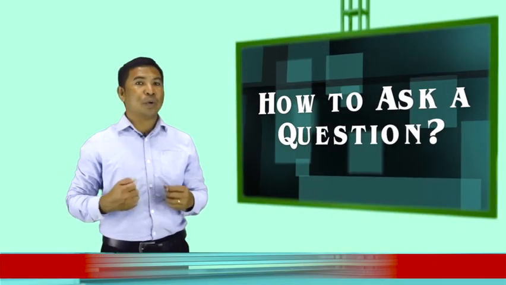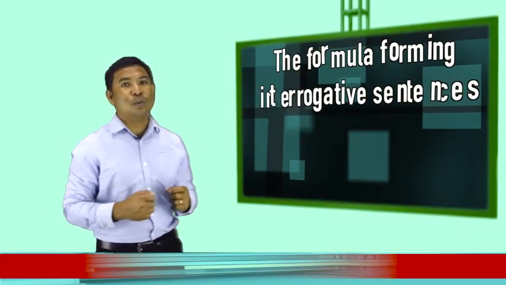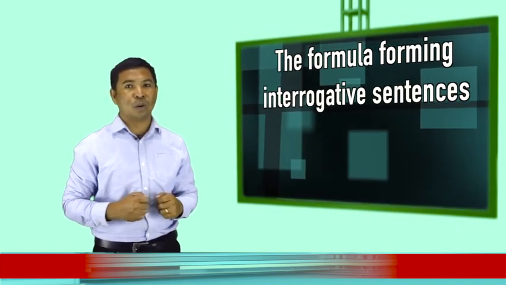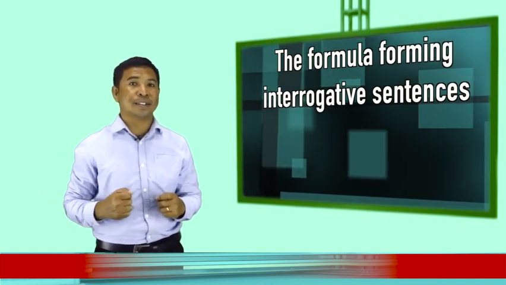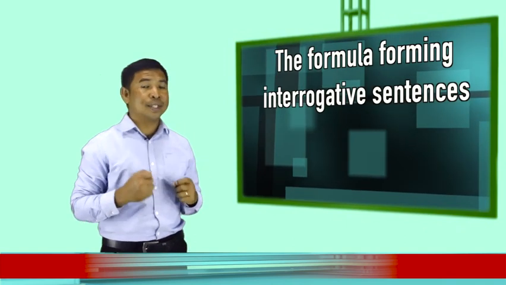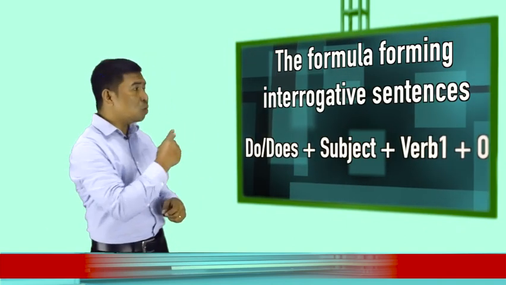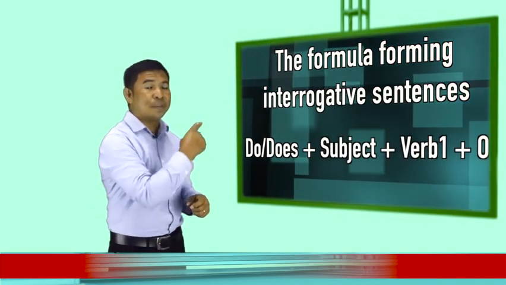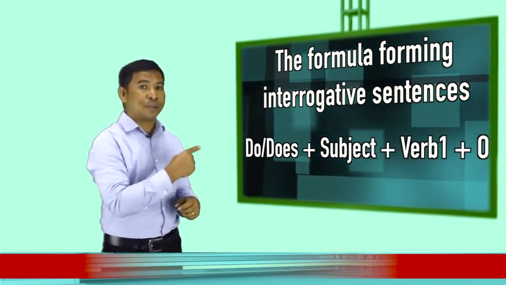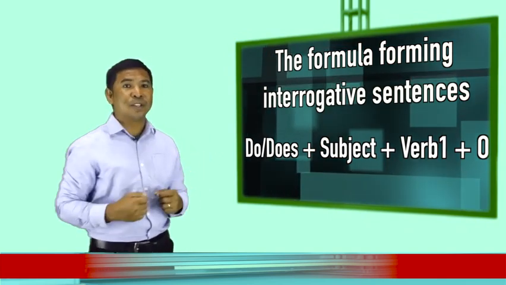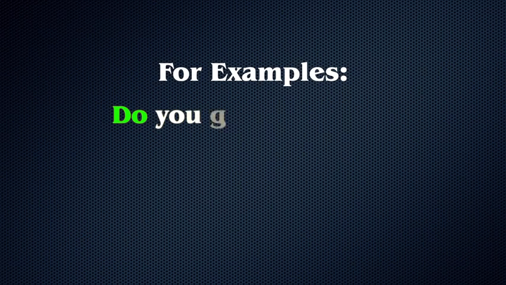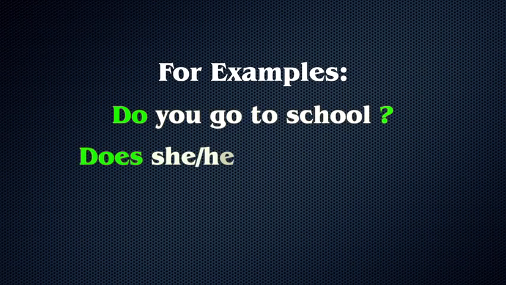How to ask a question? The formula for asking a question, or forming interrogative sentences, in the simple present tense is do or does plus subject plus verb plus object. For example, do you go to school? Does she or he go to school?